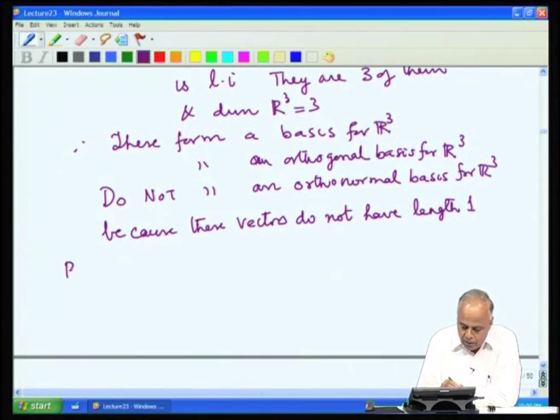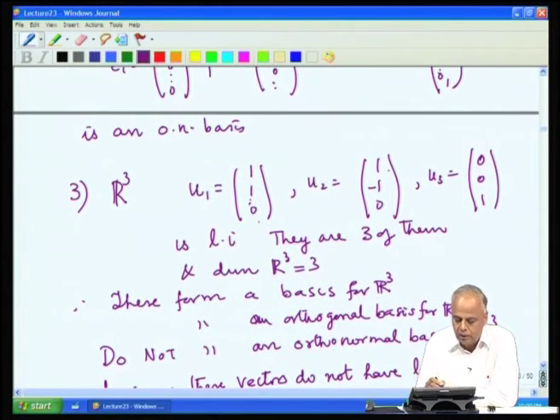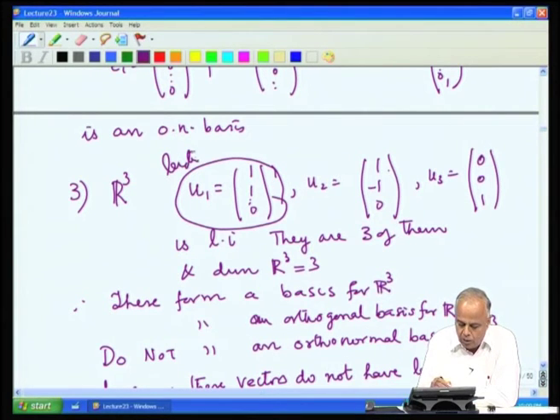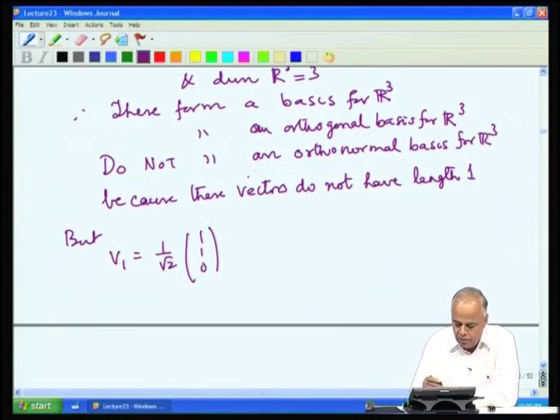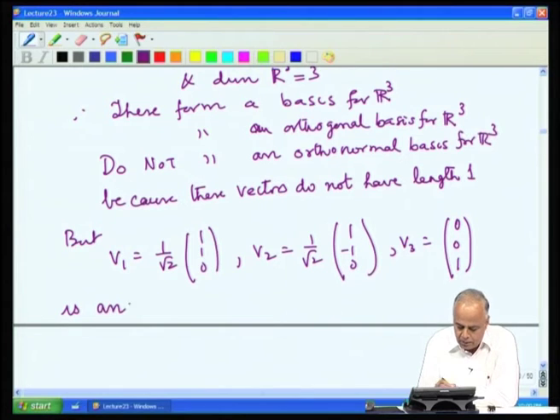So, if we now define v 1 to be 1 by root 2 times (1, 1, 0), this is obtained by dividing the vector u 1 by its length. What is its length? Length is root 2, and therefore, we divide by root 2. Similarly, we divide u 2 by its length to get v 2, and v 3 does not require any division, because it already has length 1. This is an orthonormal basis for R 3.